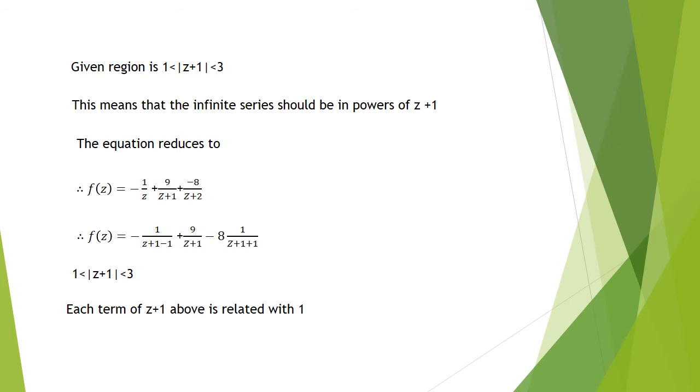Now let us come back to the region 1 less than |z+1| less than 3. So the Laurent series or Taylor series mainly depends on the region on which we are expanding. Here, in the denominator we have z+1 related with only 1, and the first term and third term are also related with 1. So here we have 1 less than |z+1| less than 3. What shall we do? 1 less than |z+1|, which is |z+1| greater than 1. So 1 by |z+1| is less than 1.